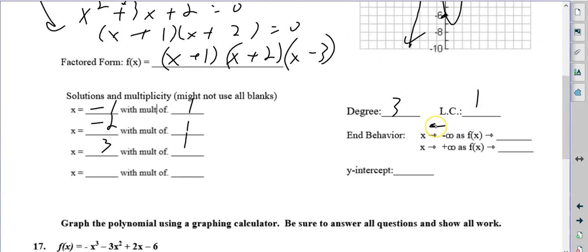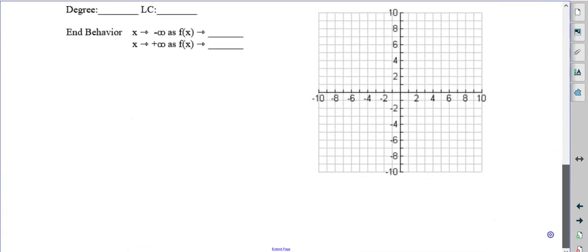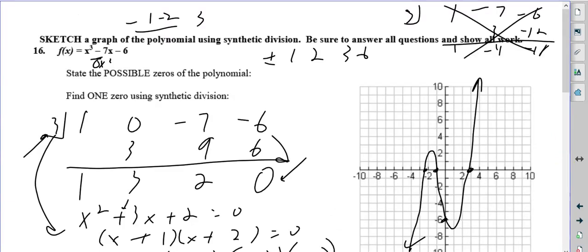As it's going left, it is going down. As it's going right, it is going up. And my y-intercept we said was negative 6. And this is the last one, I believe. There we go, last one.